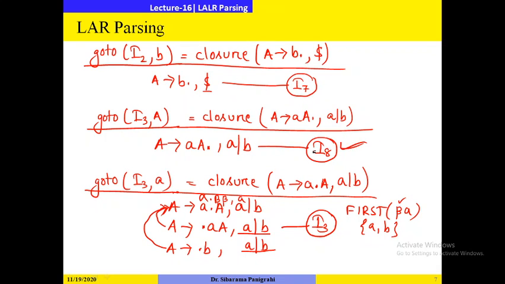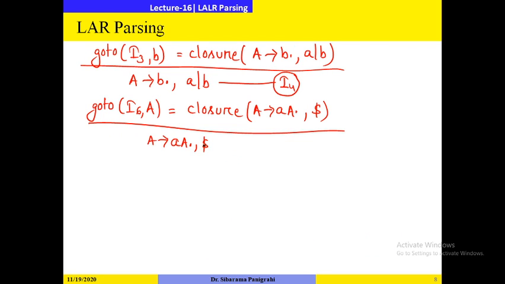A gives to A dot, but here the look ahead symbol is A or B. But here what we have? We have dollar. So we will make it a new item, I9. Right? But in LALR we will merge it. That I will tell you. First you understand how to compute the canonical collection of LR1 items. This is 100% same as how you compute the canonical collection of LR1 items in LALR parsing.